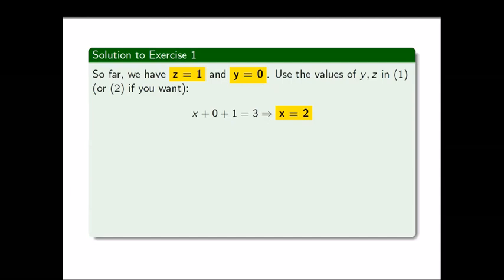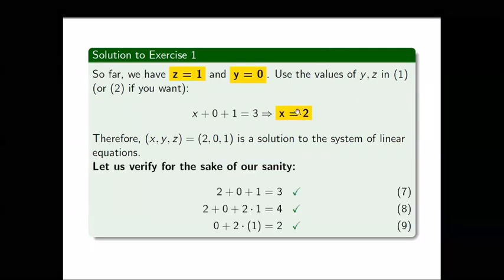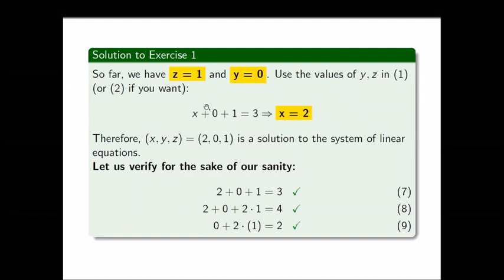They're supposed to give us the same answer. So when we plug in 0 and 1 in the first one, we get x equal to 2. So far, when x is 2, y is 0, and z is 1, x, y, and z satisfy the system of linear equations. So let's verify for the sake of our sanity. So if we plug in x equal to 2, y equal to 0, and z equal to 1 in all the three equations, we get that the equations are satisfied.